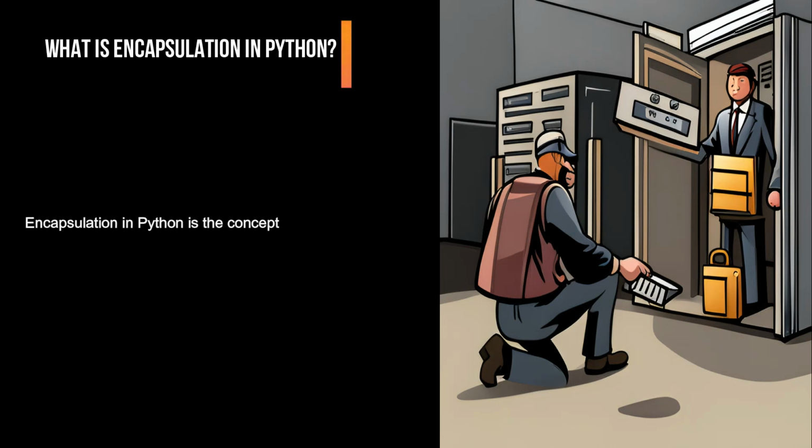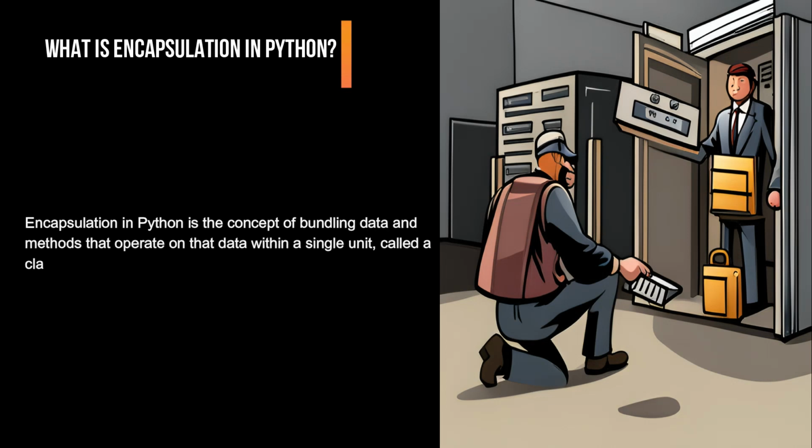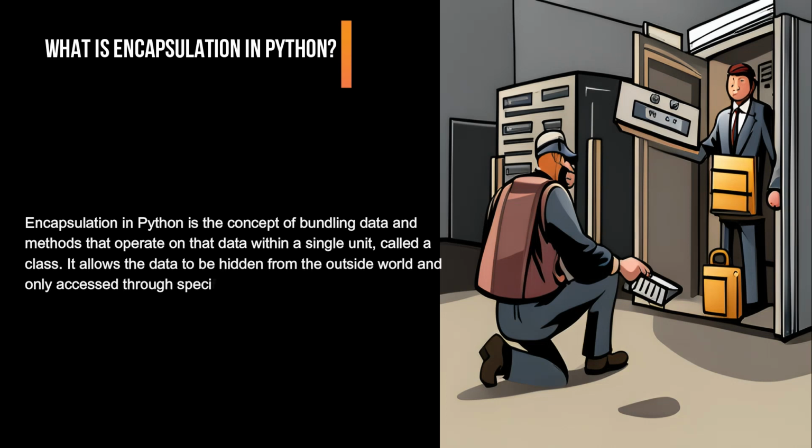What is encapsulation in Python? Encapsulation in Python is the concept of bundling data and methods that operate on that data within a single unit, called a class. It allows the data to be hidden from the outside world and only accessed through specific methods, providing a level of abstraction and security to the code.